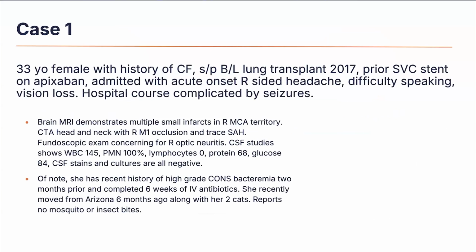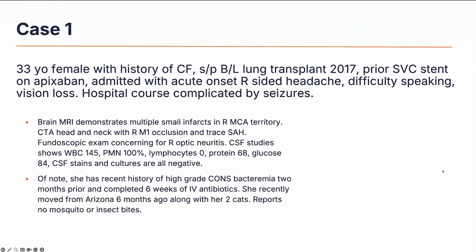So we'll start with some cases. The first one is a really interesting case of a 33-year-old female who underwent a lung transplant in 2017 for cystic fibrosis. She came to our hospital recently with acute onset of right-sided headache, right-sided vision loss, difficulty speaking, and some weakness. She had an MRI done, which showed a right MCA stroke, and also had a fundoscopic exam with findings concerning for optic neuritis.